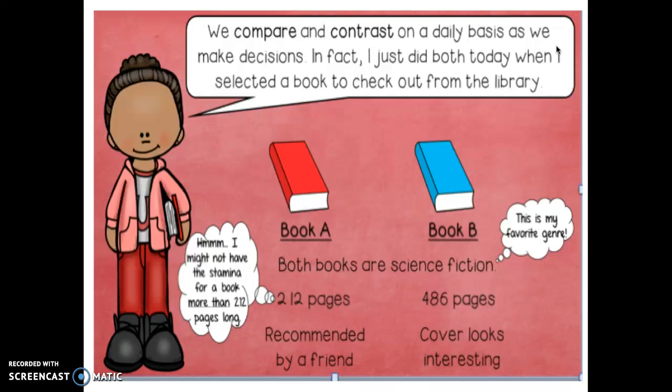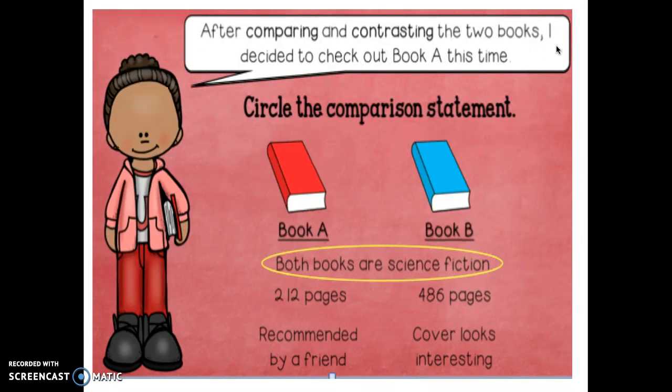Book A has 212 pages. Book B has 486. I might not have the stamina for a book more than 212 pages long. Book A was recommended by a friend, and Book B has a cover that looks interesting. After comparing and contrasting the two books, I decided to check out Book A this time.